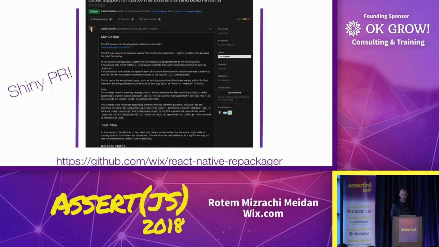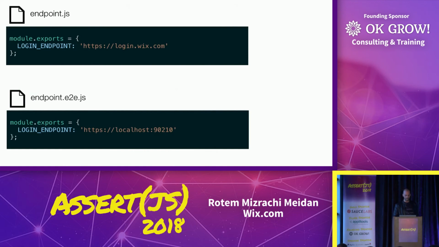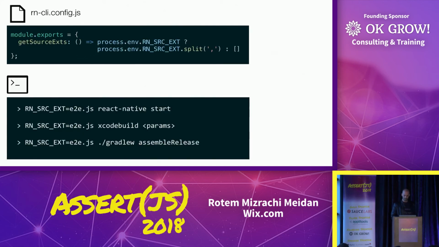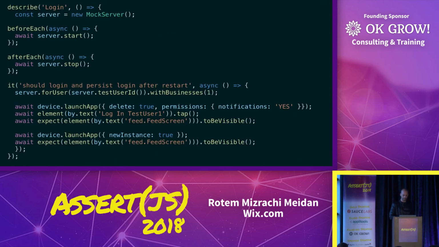That's how we use it, by adding React Native repackager as a dev dependency. Its post-install script will just alter the build script code of React Native, and add this functionality. So we'll create endpoint.e2e.js alongside endpoint.js, and by adding rn-cli.config.js to the root directory of the project, getSourceExts, we'll prioritize it by giving a source extension over the default one. So by triggering each of these commands on the bottom here, the bundler will take e2e.js over the .js. So instead of bundling endpoint.js, Metro will now bundle endpoint.e2e.js.